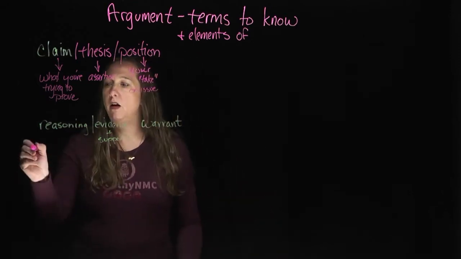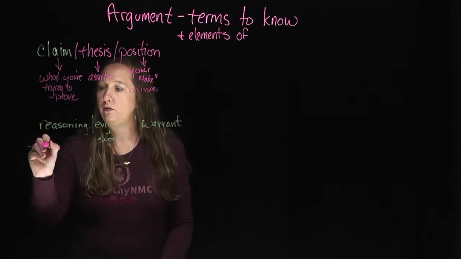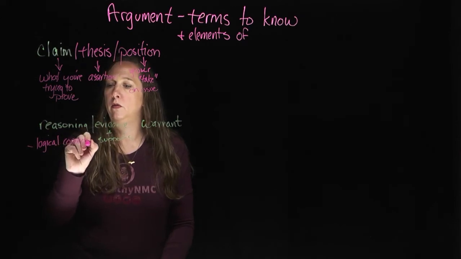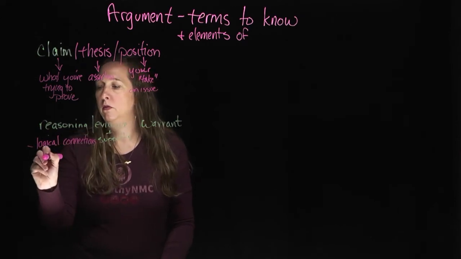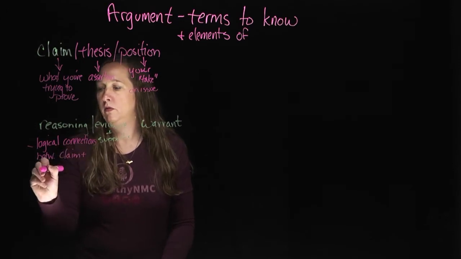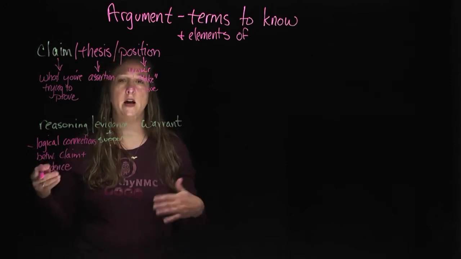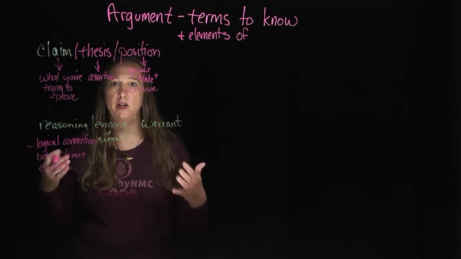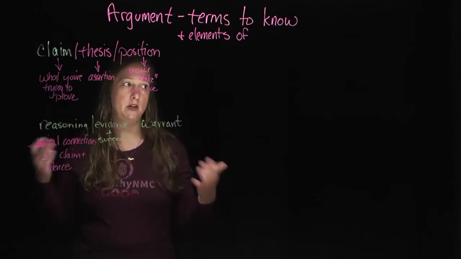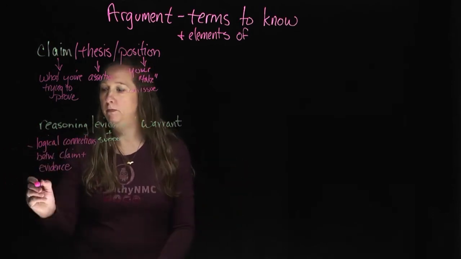So let's talk through reasoning, evidence, and warrant. Reasoning, this is your logical connections between your claim and your evidence. This is how you're explaining what the relationship, what the connections are between claim and evidence. How are those two things connected? And how your evidence supports your claim.